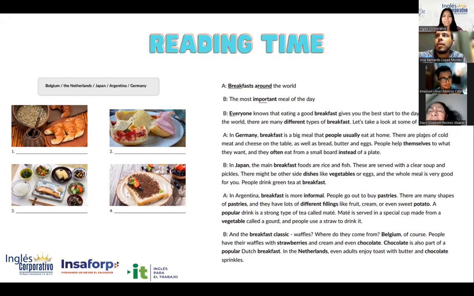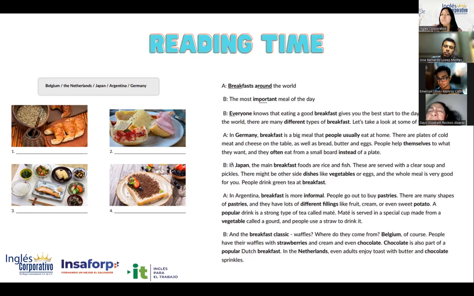Okay, so we have different types of breakfast. In Germany, breakfast is a big meal. Imagine, it's a big meal that people usually eat at home. So in Germany, at breakfast, they eat meat and cheese, as well as bread, butter, and eggs, right? In Japan, the main breakfast is rice and fish. Imagine. Breakfast, right? In Argentina, it is more informal.